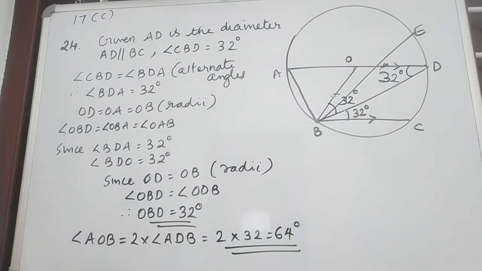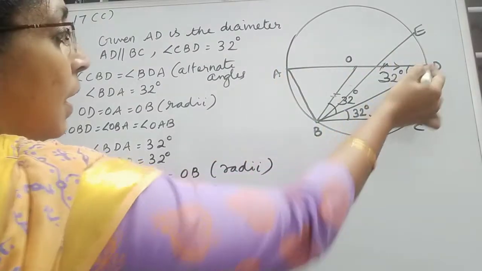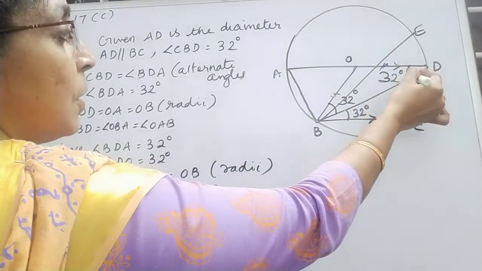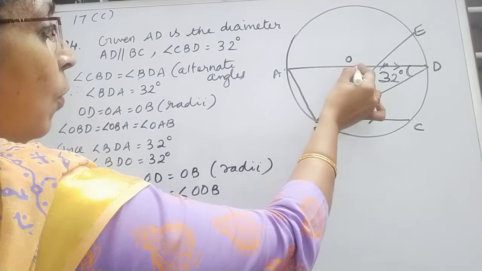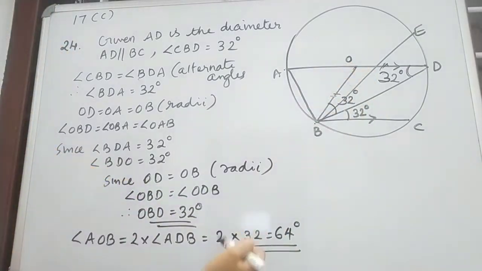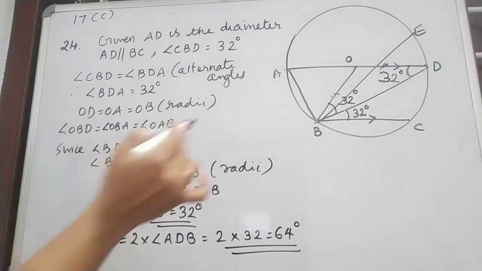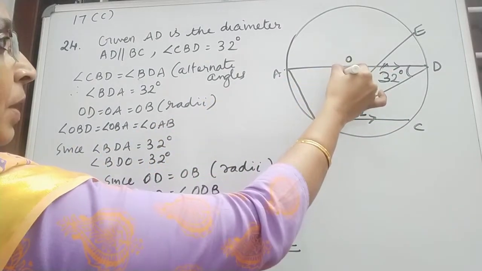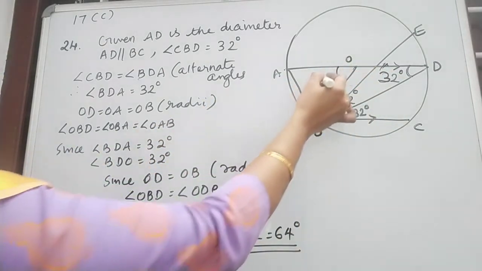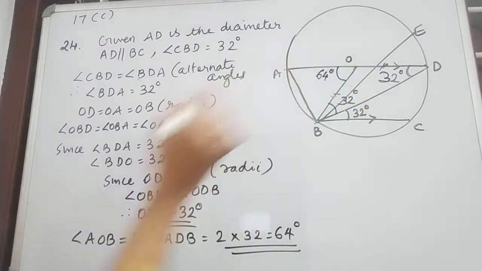Next we want to find out AOB. Second part is AOB. For finding AOB, look at ADB. ADB we got as 32 degrees. So AOB is the central angle. So AOB will be 2 times ADB. ADB we have 32. So AOB will be 2 into 32, that is equal to 64 degrees.